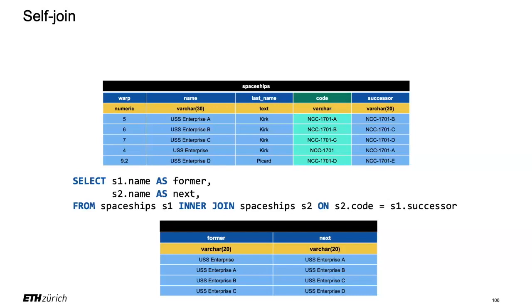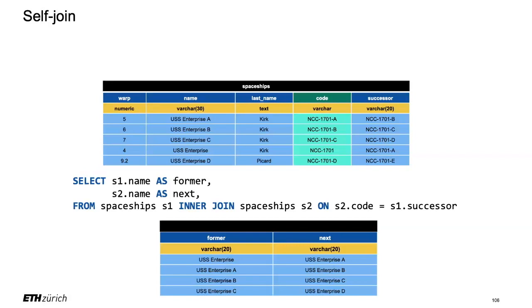And now I see Enterprise, the successor is Enterprise A, the successor is Enterprise B, and so on and so on. And I don't have Enterprise D as the former because it's an inner join. If I had an outer join, there would be Enterprise D with a null, right? For whom does that make sense? It's just a self-join, and I can do it recursively even more times. That's one of the perks, that you can join the table with itself.